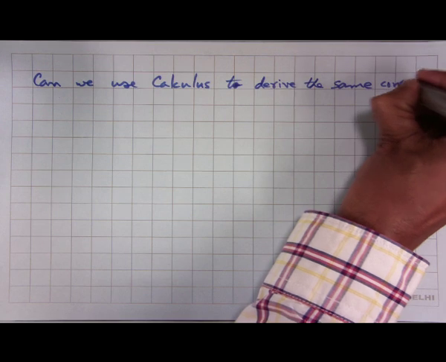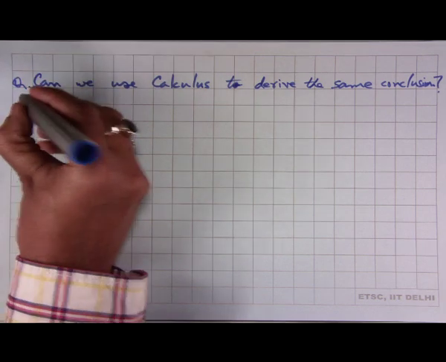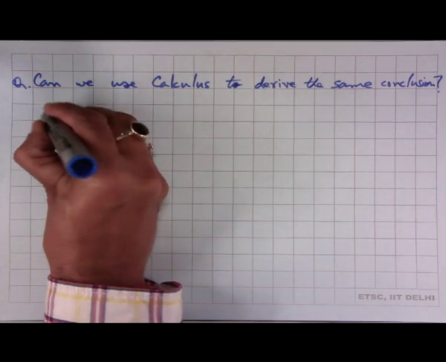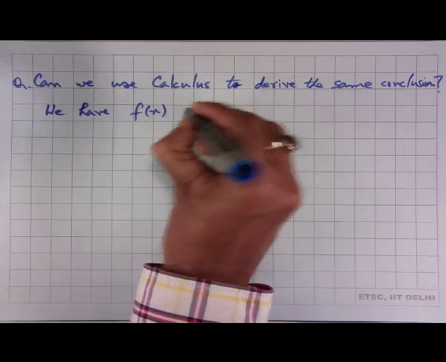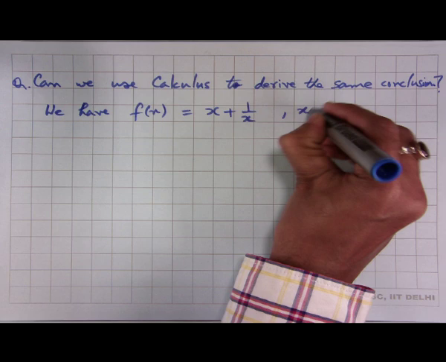Now, can we use calculus to derive the same conclusion? So, let us look at if we can do this. We have f of x given to be x plus 1 by x for x not equal to 0.